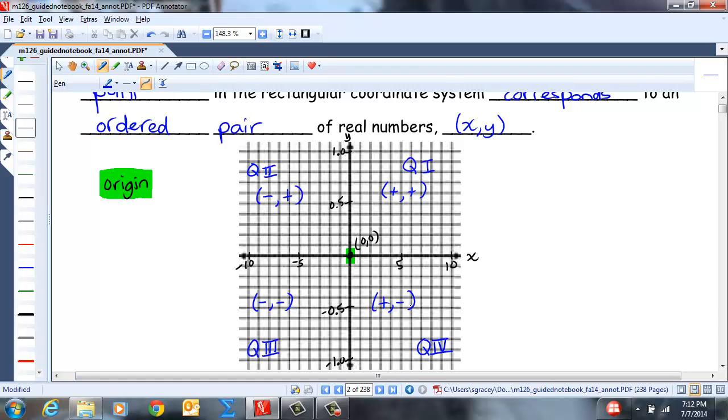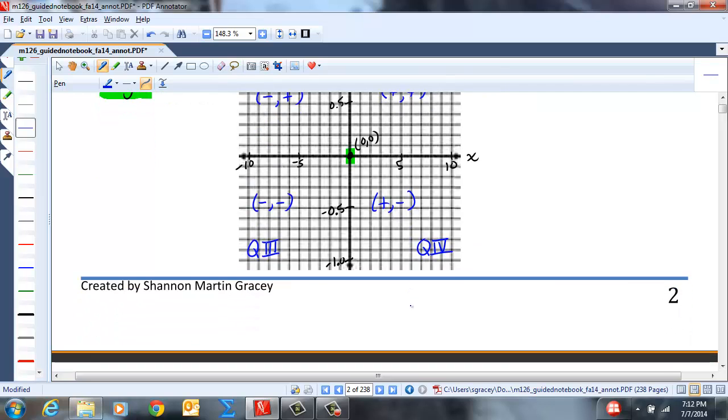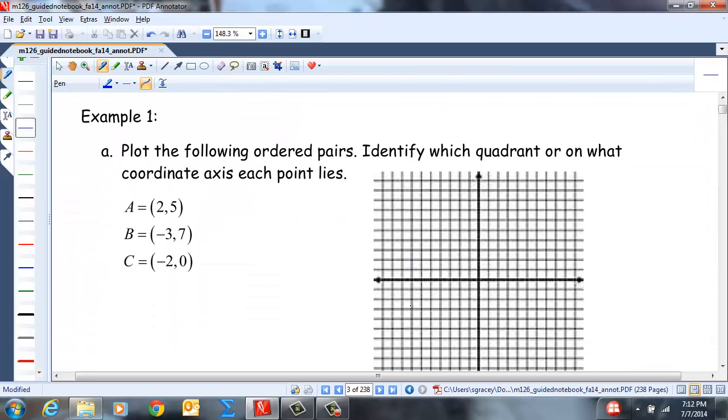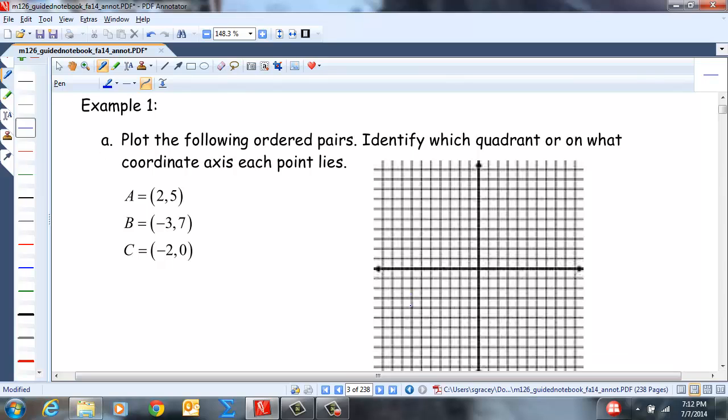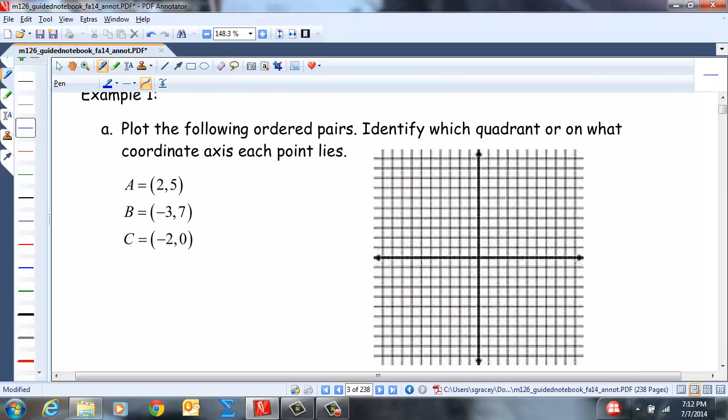Okay, so let's see how much you remember about plotting ordered pairs. Take a look at these 3 ordered pairs. I think just doing the standard scale, which is plus or minus 10 on each axis, is going to be just fine. So that's how I'm going to label it. And if you want to, you can pause the movie and plot those 3 points and label them with the corresponding letters.